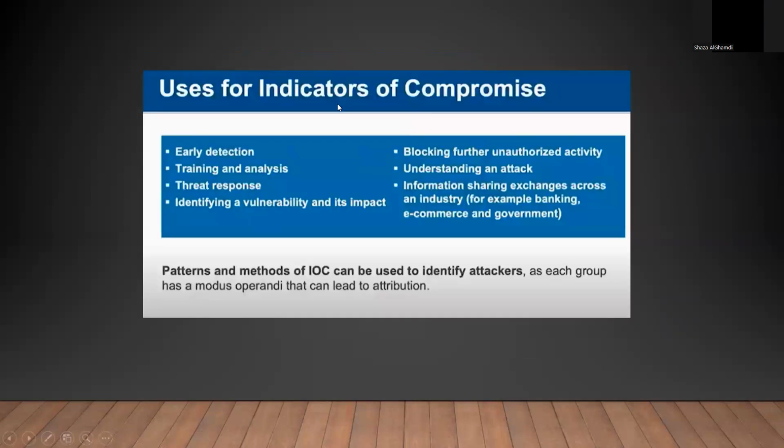Okay. Why do we need indicators of compromise? Because they help us do early detection, which is basically the most important thing. If I do early detection, I can stop the attacker from causing a lot of damage. So this is very important, okay? It also allows me to block further unauthorized activity. If I manage to detect his move, I can block him from going anywhere further within my network. So these are basically the uses of indicators of compromise.